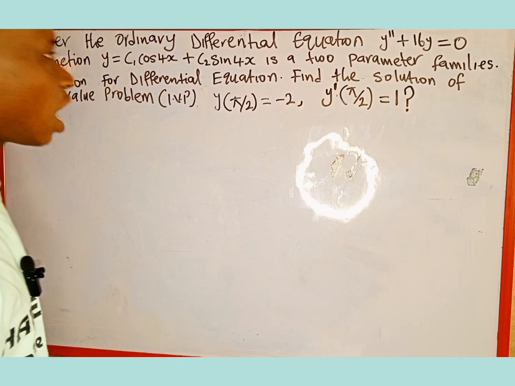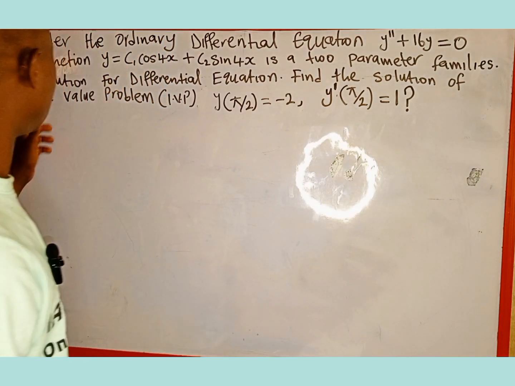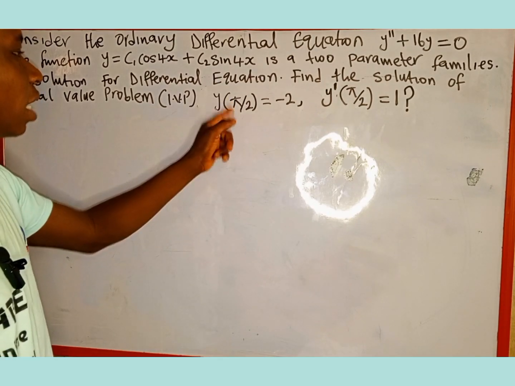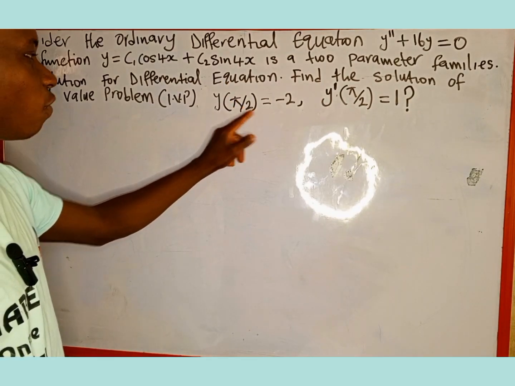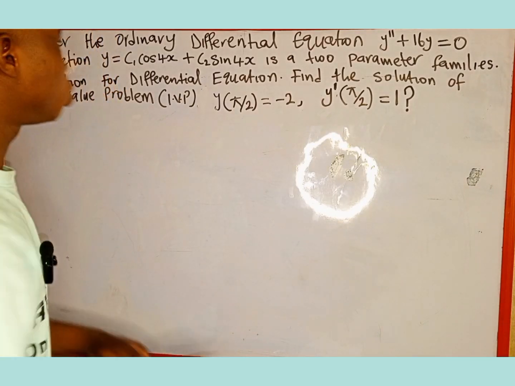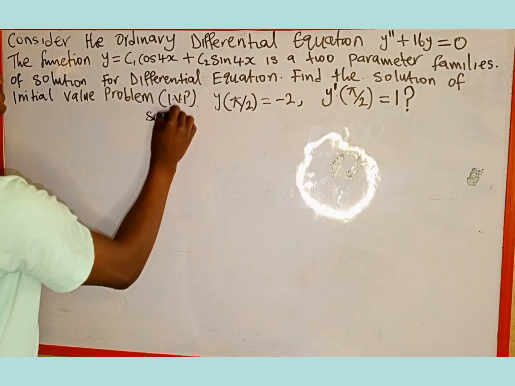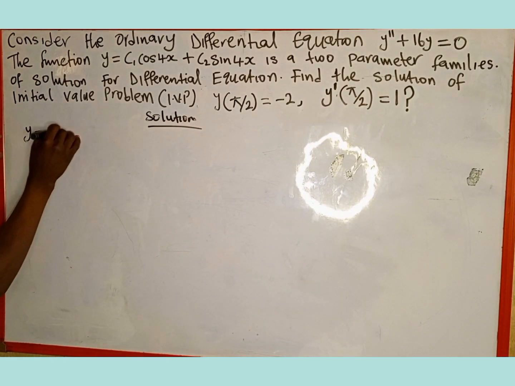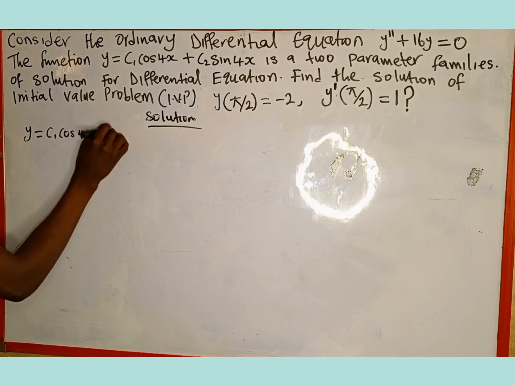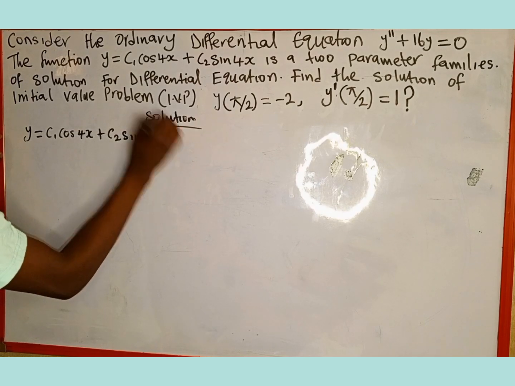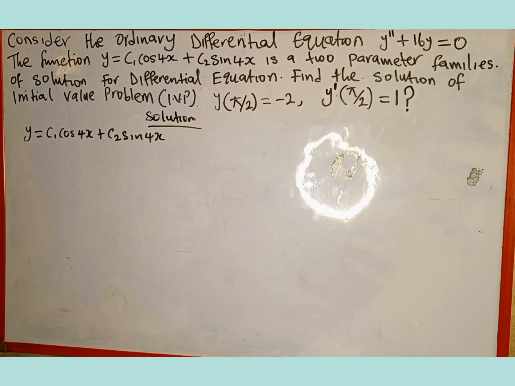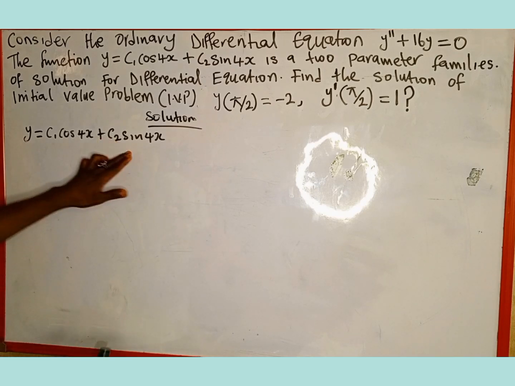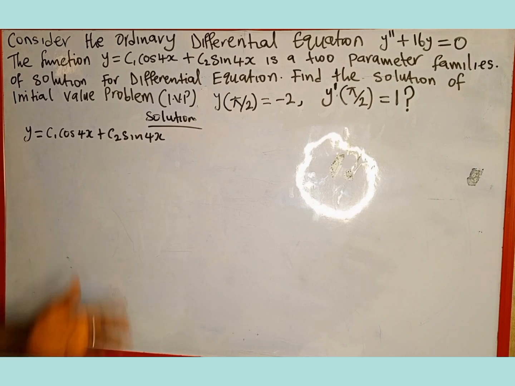So today we are going to learn how to find the solution of the initial value problem when y(π/2) = -2. So let's get started. Solution. From the question, the function of y is given as c1 cos 4x + c2 sin 4x. What this initial value problem implies is that we are going to substitute the value of y and x into this given function, so that we can solve for the constants.